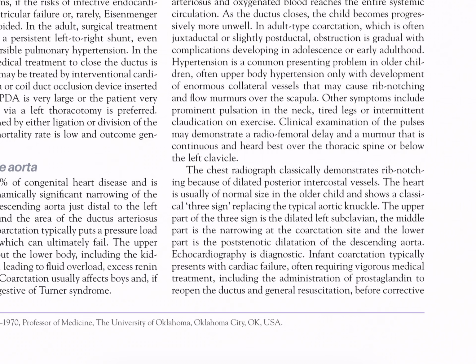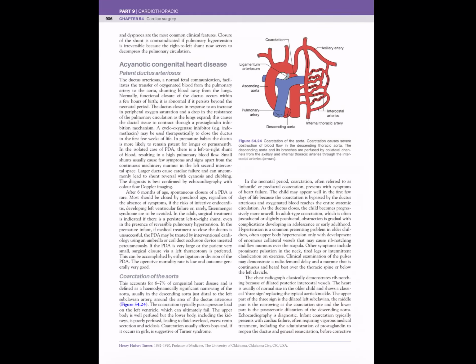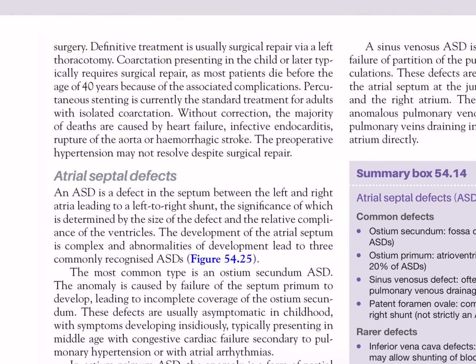Infant coarctation typically presents with cardiac failure, often requiring vigorous medical management, including the administration of prostaglandins to reopen the ductus and general resuscitation before corrective surgery. Definitive treatment is usually surgical repair via a left thoracotomy. Coarctation presenting in the child or later typically requires surgical repair, as most patients die before the age of 40 years because of the associated complications.